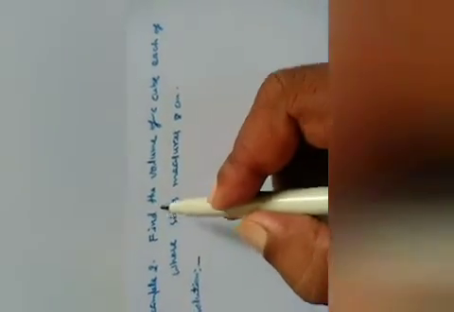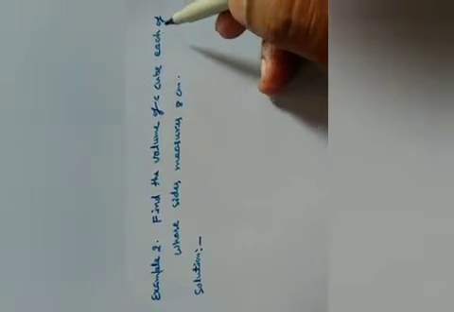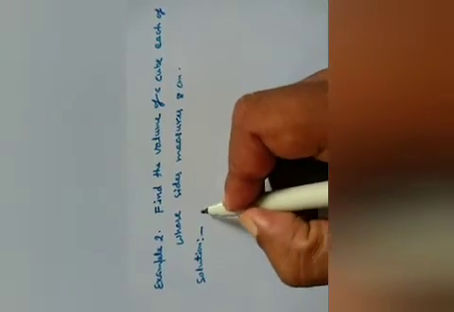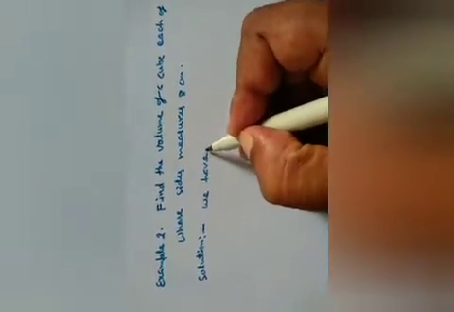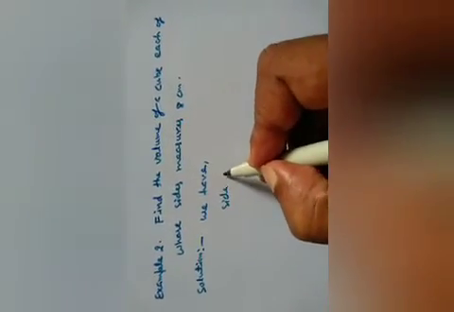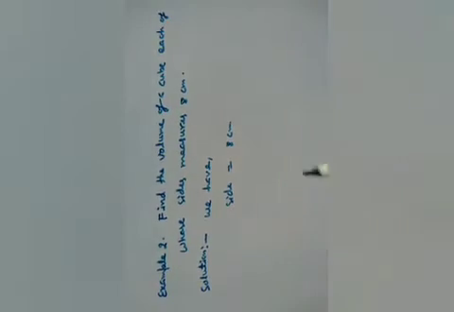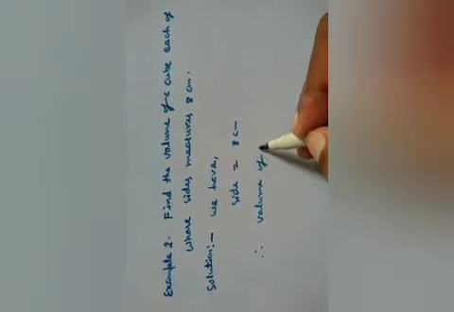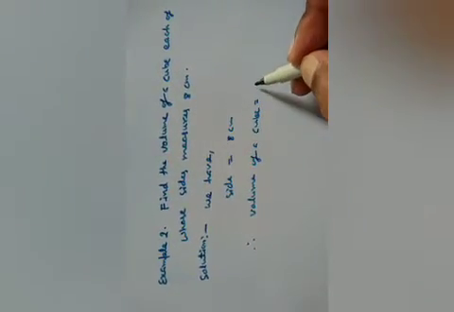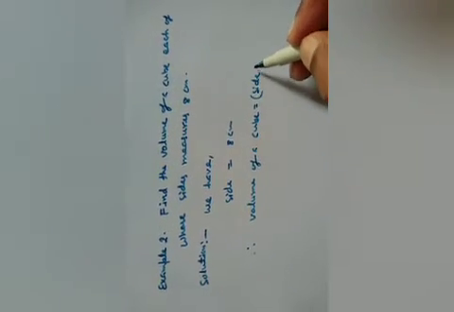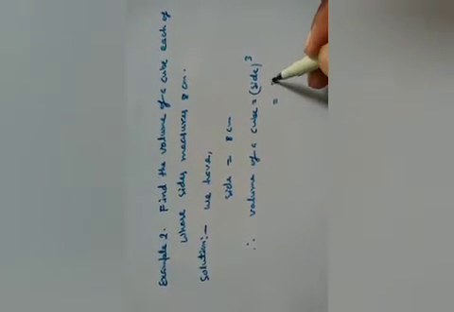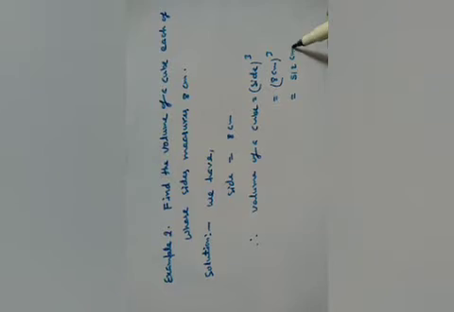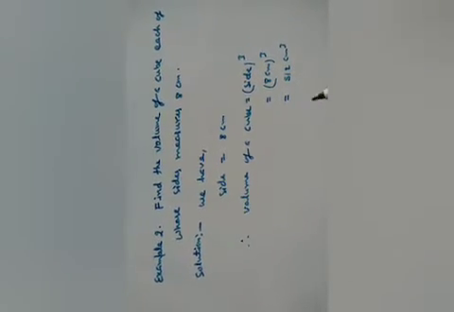Example 2. Find the volume of a cube, each of whose sides measures 8 centimeter. Solution: we have side equal to 8 centimeter, given, so volume of a cube equals side cube equals 8 centimeter cube, which is equal to 512 centimeter cube. This is our answer.